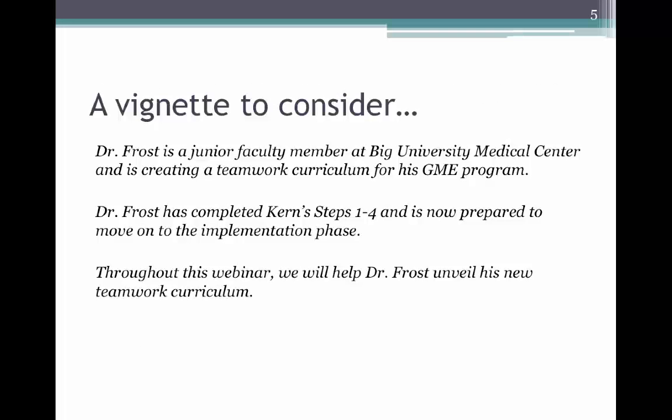This slide introduces a vignette we will be using for the exercises associated with this webinar. Let's read through this. Dr. Frost is a junior faculty member at Big University Medical Center and is creating a teamwork curriculum for his GME program. Dr. Frost has completed Kern's steps 1 through 4 and is now prepared to move on to the implementation phase. Throughout this webinar, we will help Dr. Frost unveil his new teamwork curriculum.